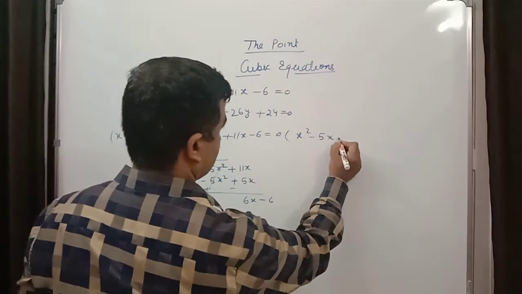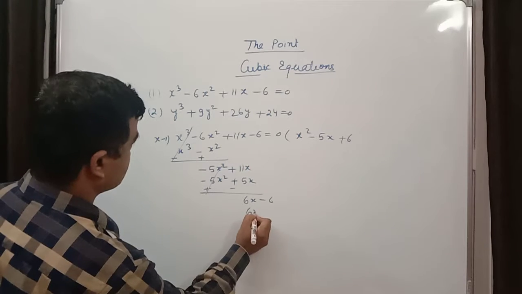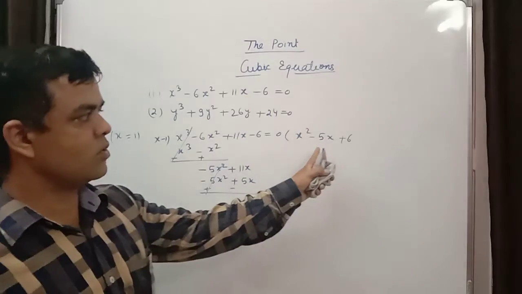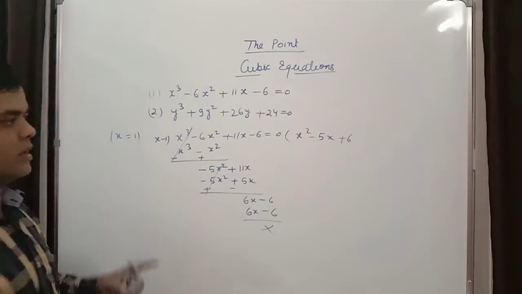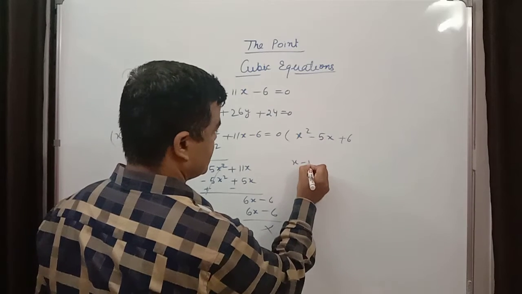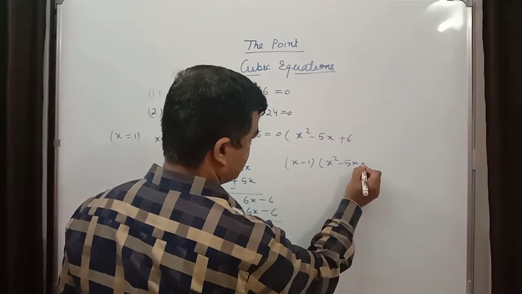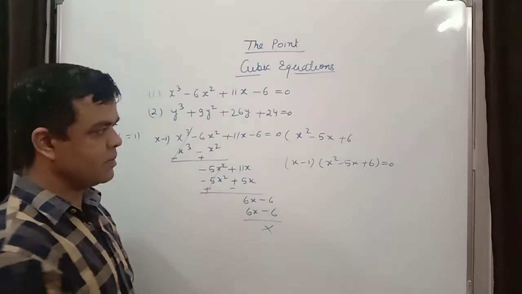Now plus 6 will go here. So 6x minus 6 and it will become 0. So this quadratic equation you will get, if you divide this. Okay. So one factor will be x minus 1, other will be x square minus 5x plus 6 is equal to 0. This you can solve it easily.